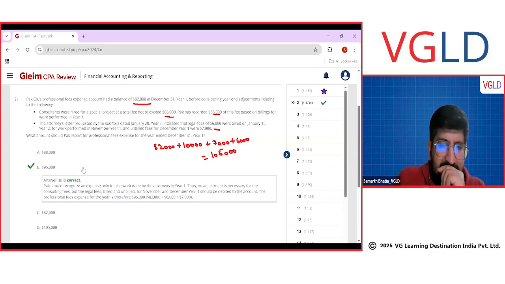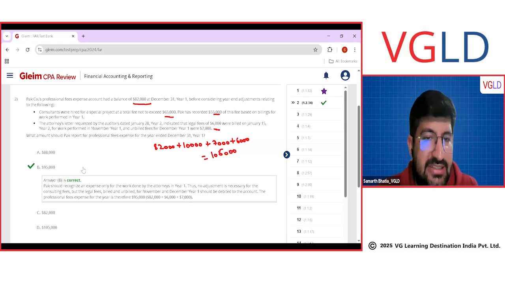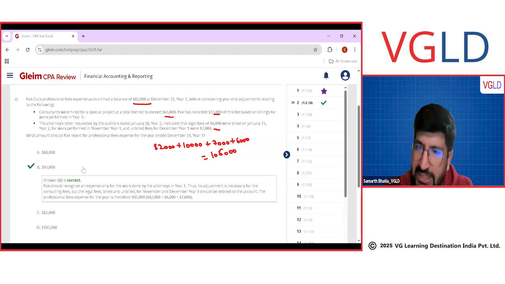But why are they not adjusting this? Okay, I think this 10,000 is not adjusted because they have not completed the work for the extra 10,000. When this work is completed, at that time it will be adjusted. That's why they have not adjusted this 10,000 as of now. So the answer should be 95,000 only, not 105,000.